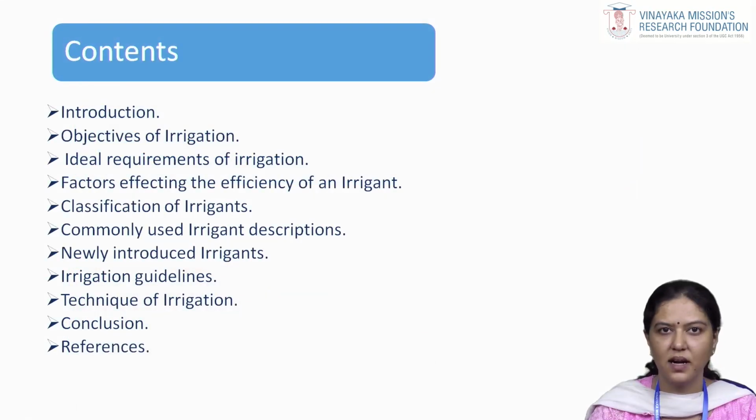It shall be discussed under the following headings: objectives of irrigation, ideal requirements of irrigation, factors affecting the efficiency of an irrigant, classification of irrigants, commonly used irrigant descriptions, newly introduced irrigants, irrigation guidelines, technique of irrigation, conclusion and differences.